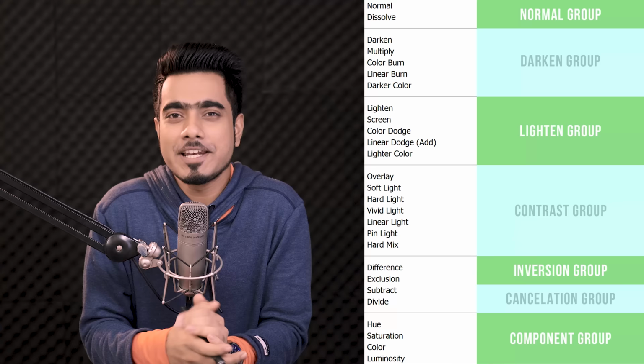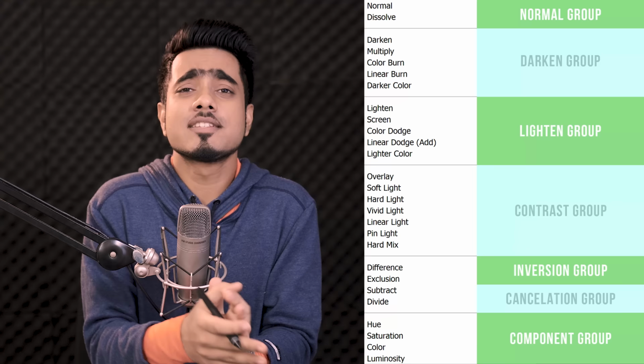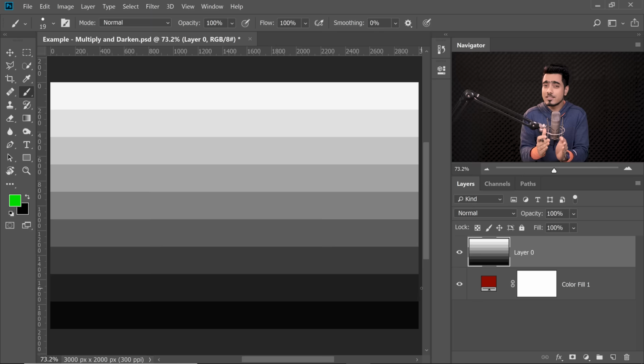The next group is the darken group. And as the name suggests, all of the blend modes inside of this group darken stuff. And again, what a surprise. The first blend mode in the darken group is darken. Oh my God, I couldn't have guessed it. The darken blend mode will hide any pixel which is brighter than the projected surface. Make sense? No? Let me put some sense to it.